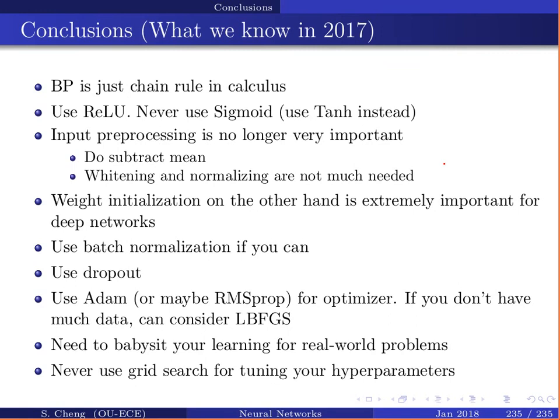So, to summarize what we've talked about over several lectures now. We talked about BP many lectures ago, and nowadays you probably want to start with ReLU for activation, and for sigmoid, use tanh if you want to try something else. You need to do pre-processing, but it's not very important. Do mean subtraction always. Weight initialization is very important. Use batch normalization if you can. Use dropout. Use Adam. And if you don't have much data, you can consider using L-BFGS also. You definitely need to babysit your learning process for real-world problems. And make sure you don't use grid search to tune your hyperparameters. And I guess that's the last slide.